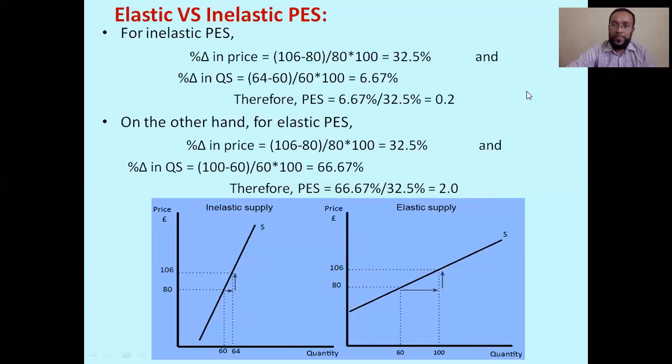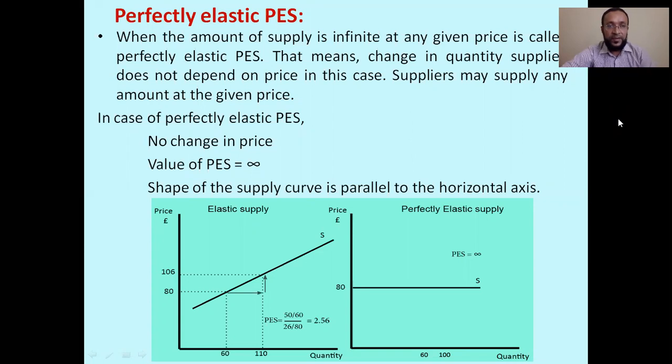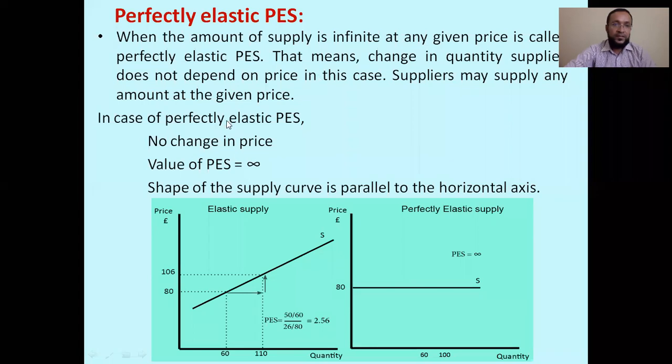Now let me move to perfectly elastic supply. All right. When the amount of supply is infinite at any given price, it is called perfectly elastic PES. That means change in quantity supplied does not depend on price in this case. Suppliers may supply any amount at the given price. In this case, there is no change in price. Price will remain the same, okay? And the value of elasticity will be infinity or undefined, and the shape of the supply curve will be parallel to the horizontal axis. So this is our perfectly elastic supply curve.